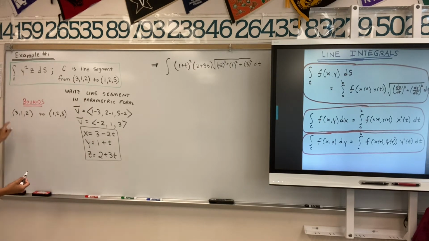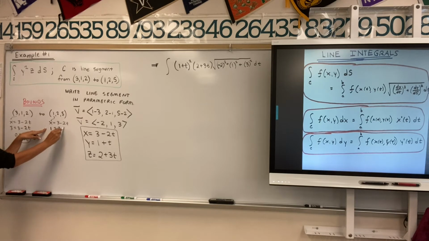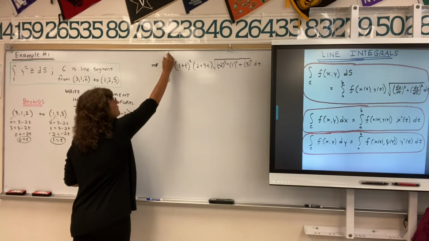What about t? Well, we can use the x component. X is 3 minus 2t. As x travels from 3 to 1, let's see what the t's are doing. Substitute: 3 equals 3 minus 2t, subtract 3 from both sides, 0 equals -2t, divide both sides by -2, so t starts at 0. Now plug in 1 equals 3 minus 2t, subtract 3 from both sides, -2 equals -2t, divide both sides by -2, t is 1. So your t bounds are 0 to 1.